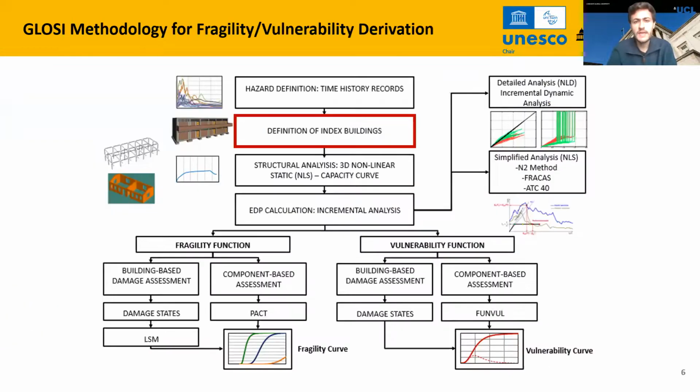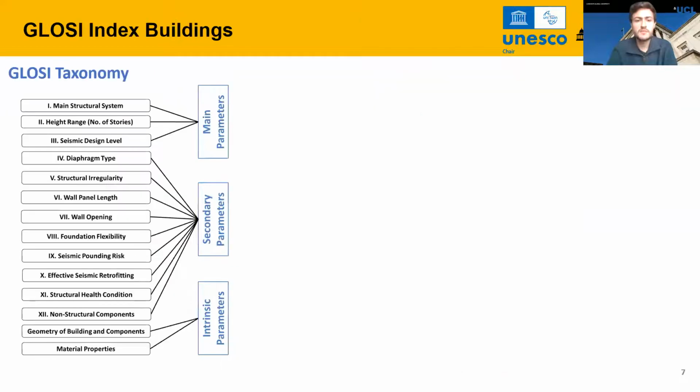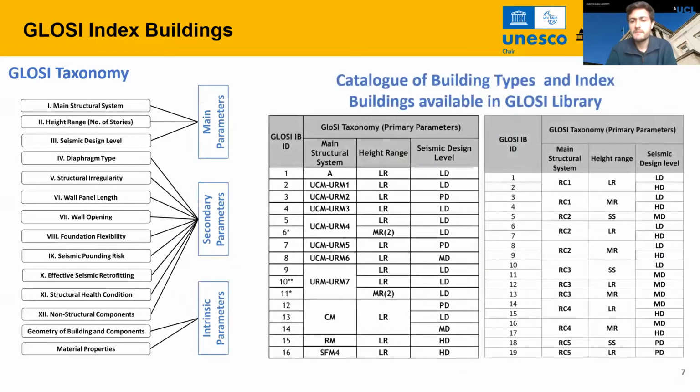The second step is the definition of the index buildings. For this, in the GLOSI framework, the proposal is to use the GLOSI seismic taxonomy, which is comprised of 12 parameters. The first, or the three main parameters, are the main structural system, the height range, referring to the number of stories, and the seismic design level. Then there is a set of secondary parameters related to the diaphragm type, the structural irregularity, and so on.